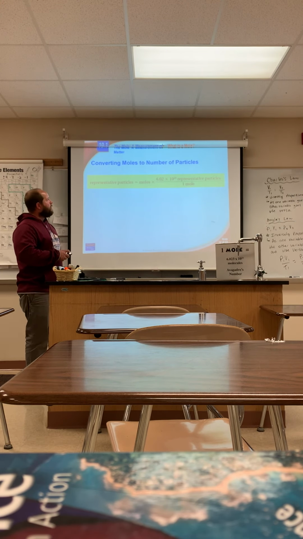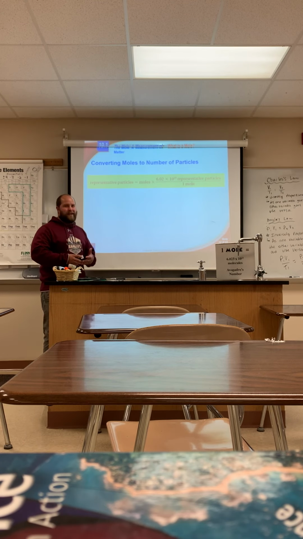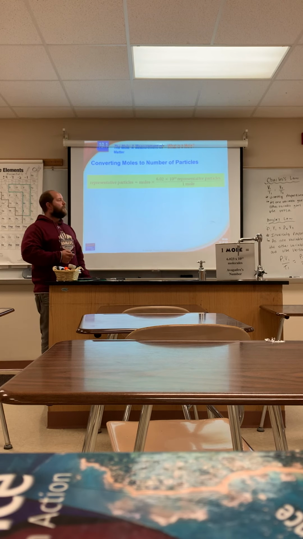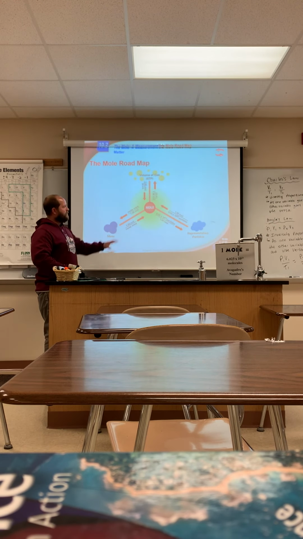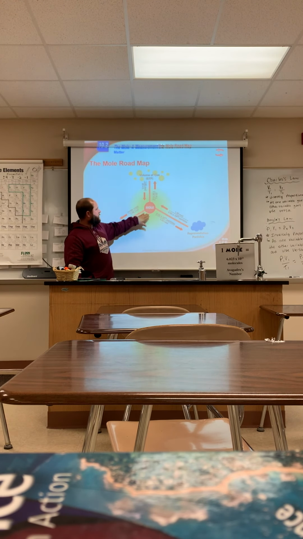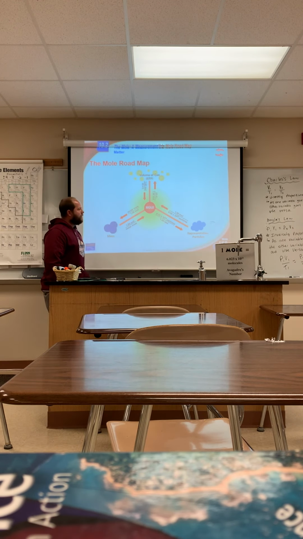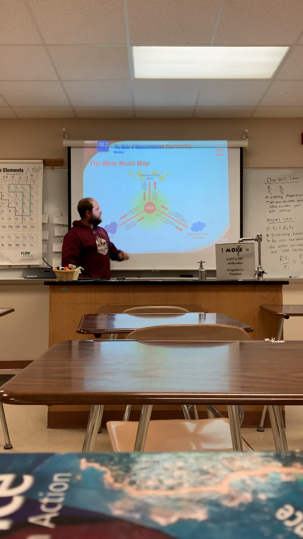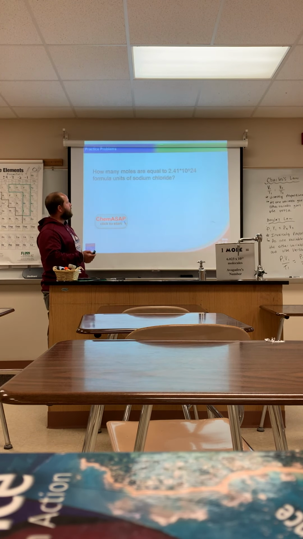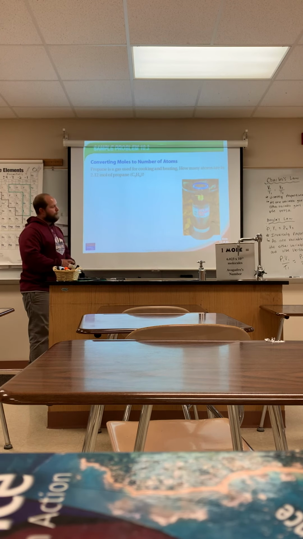Okay, so now let's look at the other part of the arm, converting moles to number of particles. Let's say the moles is given to us in the problem, and we have to convert it to the number of particles. Well, then you take your moles and multiply it times Avogadro's number. So that's going to be this part of the branch. You just multiply times Avogadro's number. Okay, so let's look at how that will work.